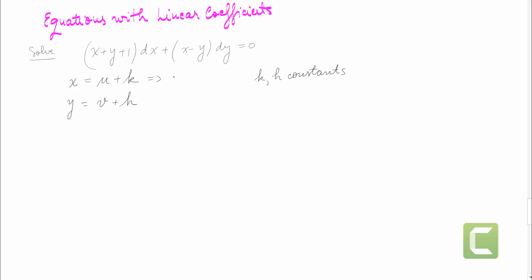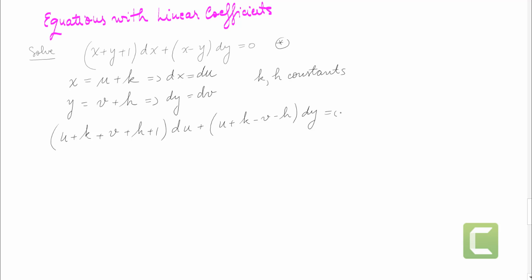So the differentials are dx equals du, because don't forget k is a constant, so differentiated with respect to x is 0, and dy equals dv. Now, when we replace this into equation star, we get (u + k + v + h + 1) du + (u + k − v − h) dv equals 0.